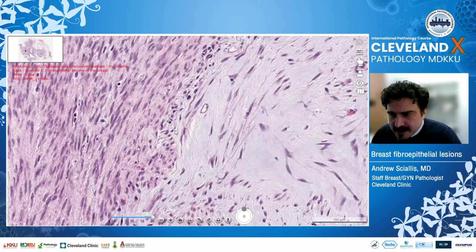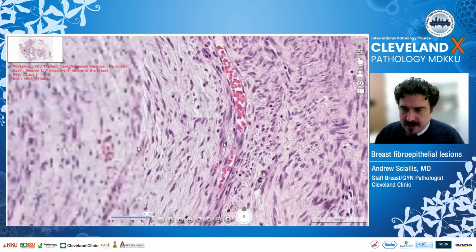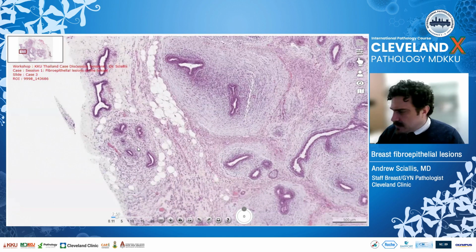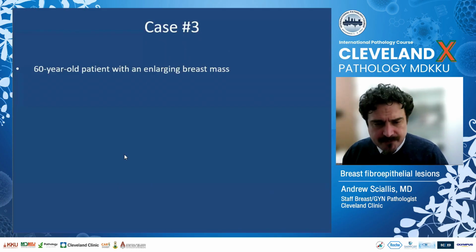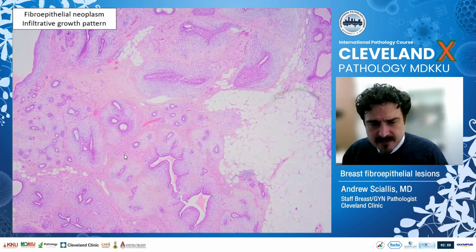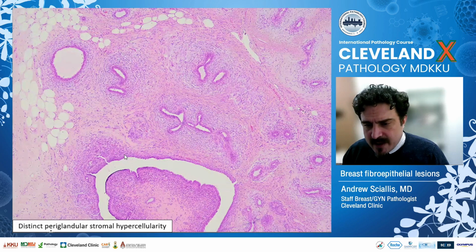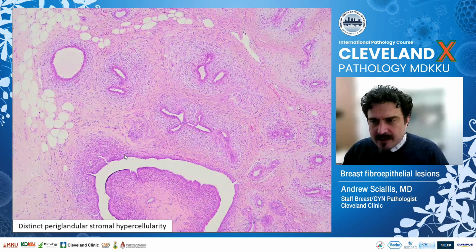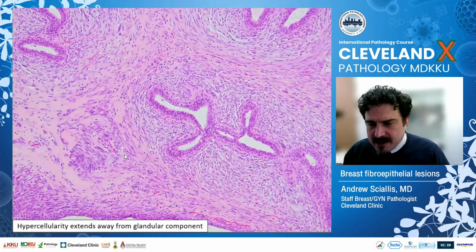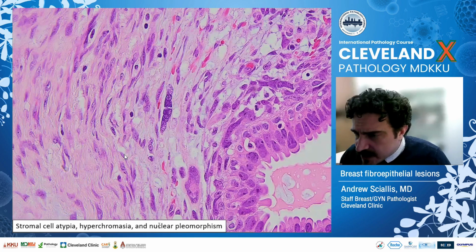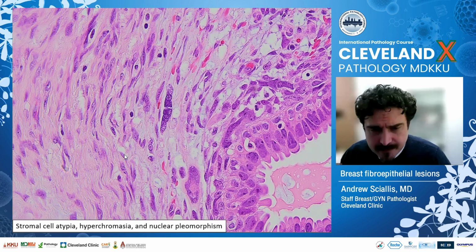So there is pleomorphism, there's hypercellularity, there's periglandular stromal hypercellularity, there's infiltration, but I don't have anything that looks like true overgrowth. We'll go through it here. Fibroepithelial neoplasm, it's infiltrative. Distinct periglandular stromal hypercellularity, so that's kind of an ominous feature. Hypercellularity extends away from the glandular component. There is stromal cell atypia, hyperchromasia. There is nuclear pleomorphism, but it's pretty focal.